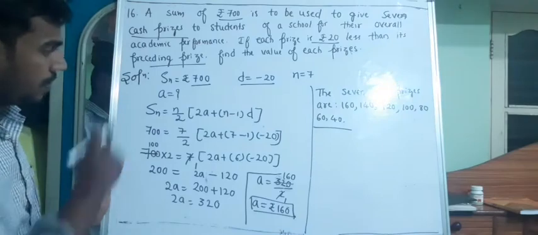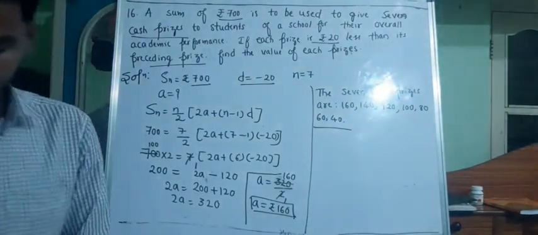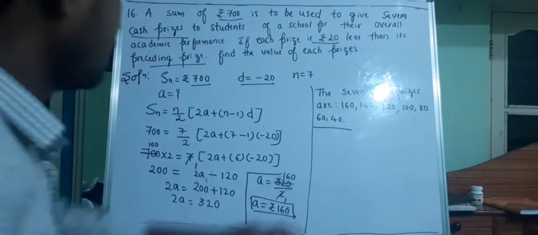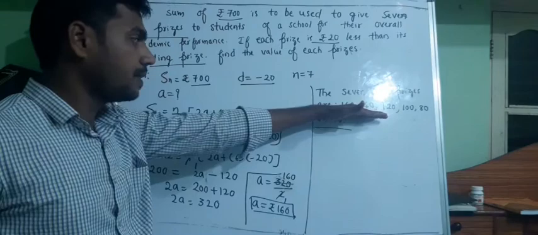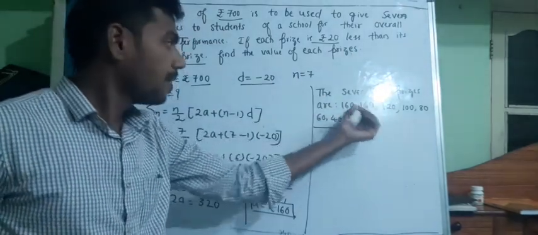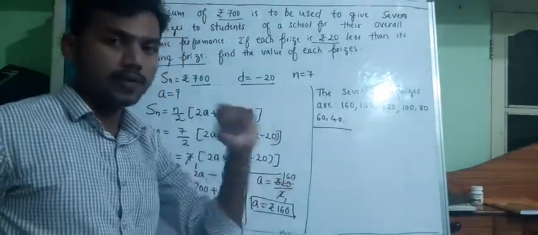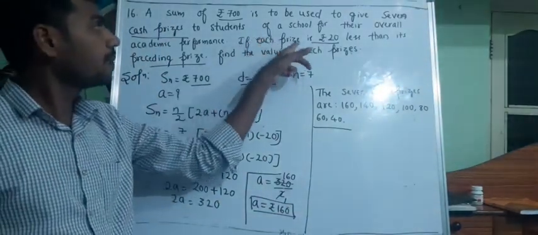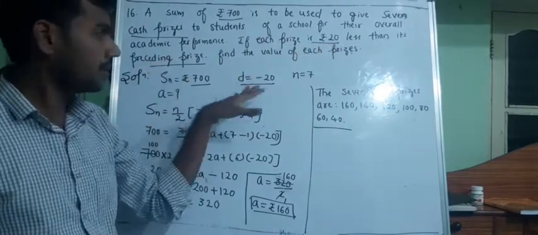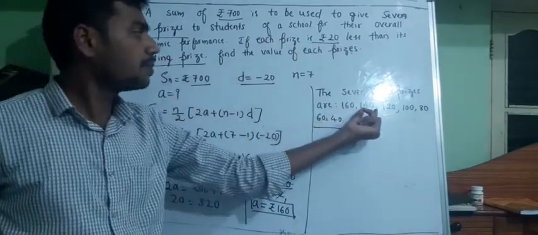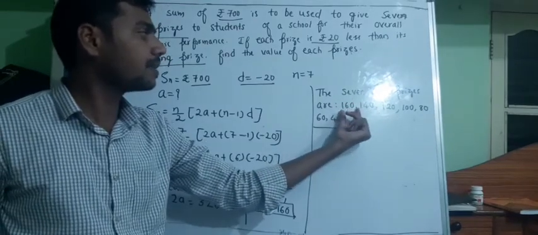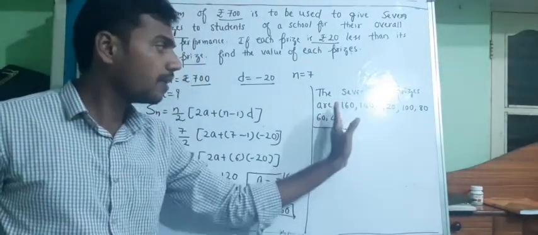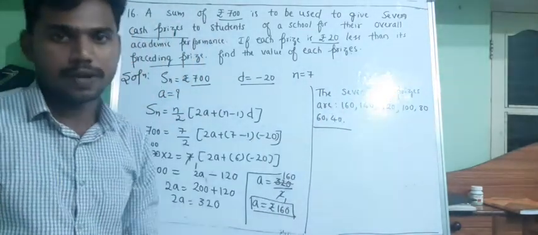Please note this down. Here in this, the first prize is 160. To get the consecutive prizes, I need to subtract 20 from it, because it has clearly been mentioned that each prize is 20 less than its preceding prize. So the first prize is this. This prize is 20 less than its preceding prize. So that is the reason I subtracted 20 from every term to get the next prize. Please note this down.